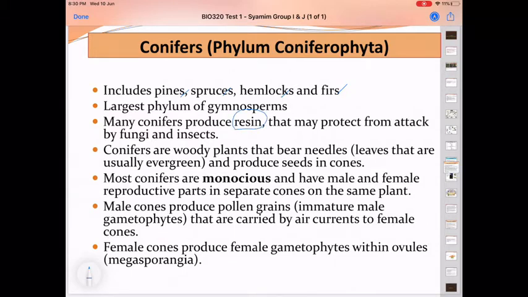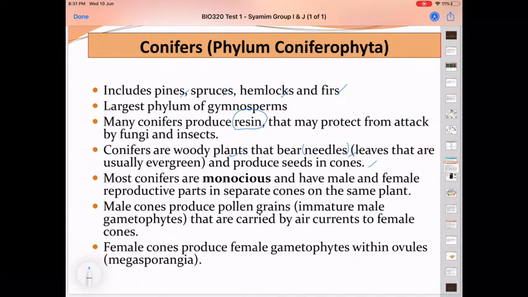Resin is a chemical substance that may protect from the attack by fungi and insects. These conifers are woody plants that bear needles. So they have leaves in the form of needles and produce seed in cones. So this is the character of the conifer: they are woody plants, they have needle-shaped leaves, and they produce seed in cones.